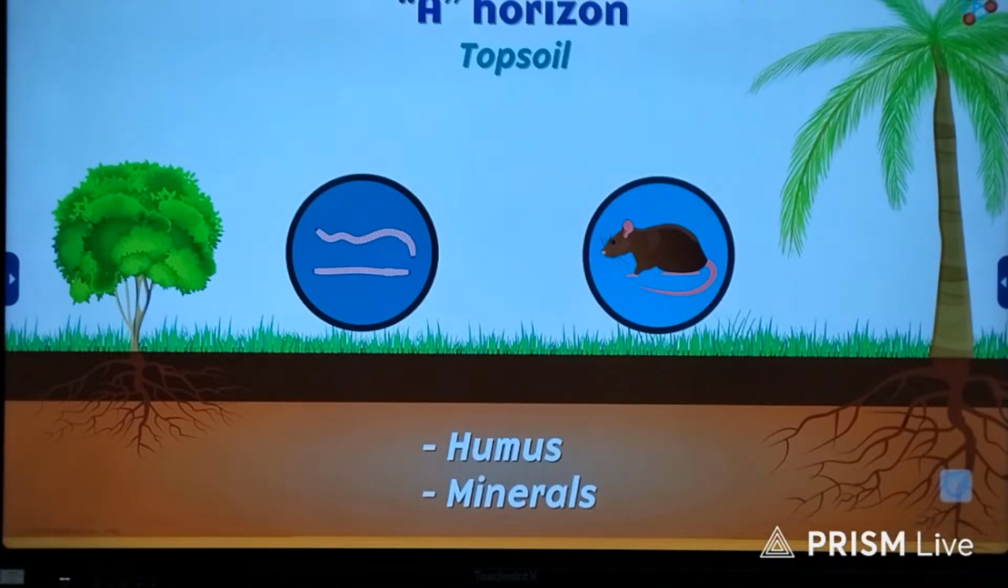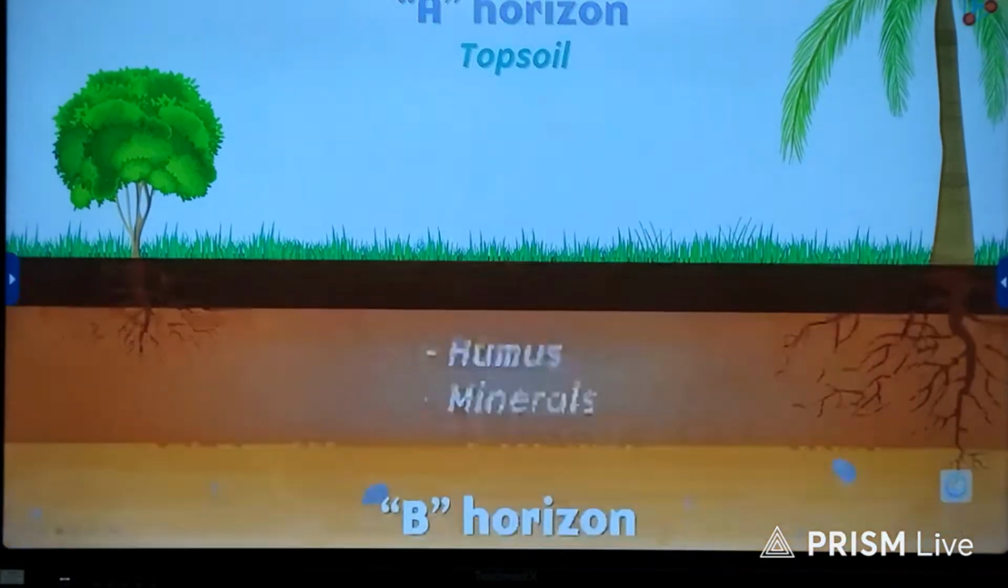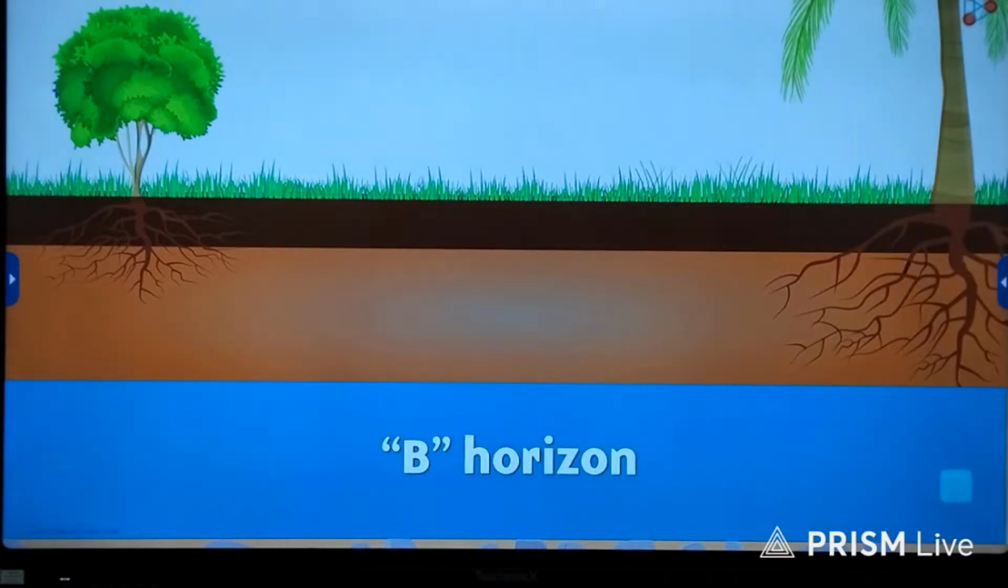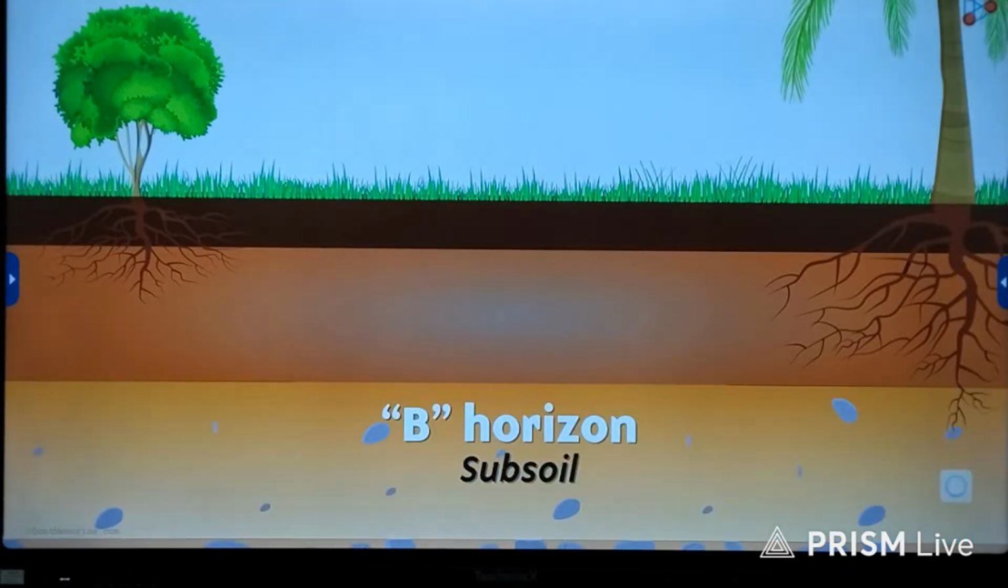Layer. It is this layer which is a home for many organisms. Next in the list is the B horizon. This layer is also called the subsoil. Sub here refers to below. That means the layer present below the topsoil.